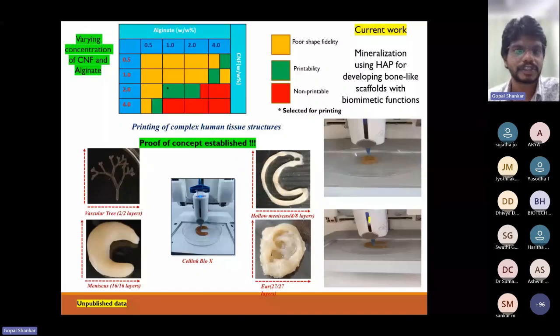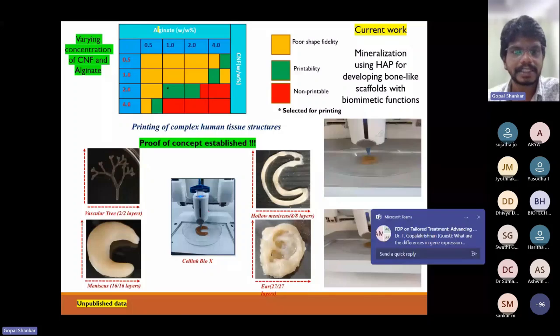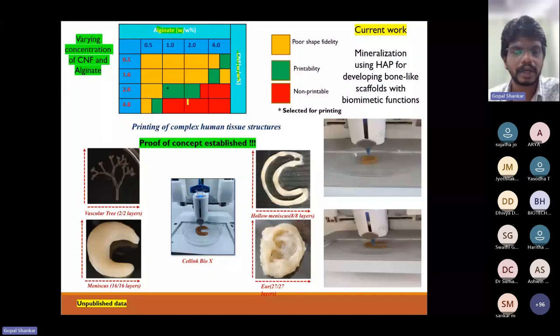So this is basically the composition of alginate and your CNF with different compositions. So all the yellow color ones are poor shape fidelity, and these are the printable regions, and this one is non-printable. And you can see here, this is basically a vascular tree, and this is a meniscus which is 16 by 16, and this is a hollow meniscus which is again 8 by 8 layers, and this is a human ear. You see that we were able to print this complex structure, the human ear, perfectly printed with 27 by 27 layers.